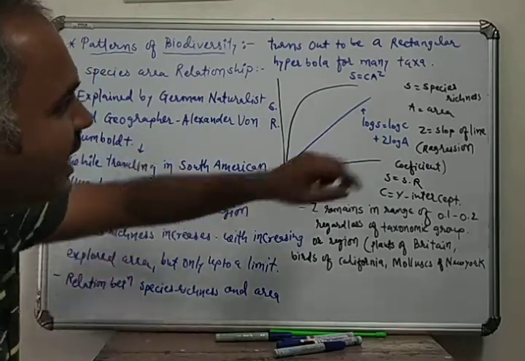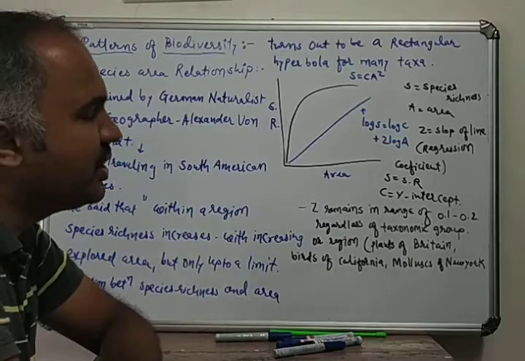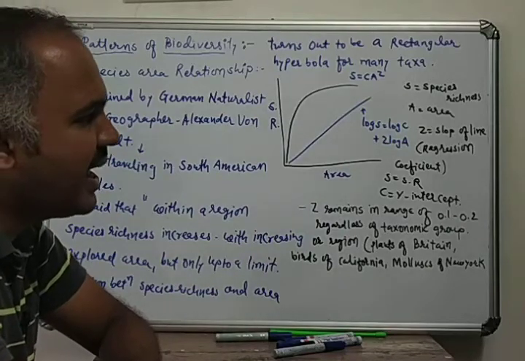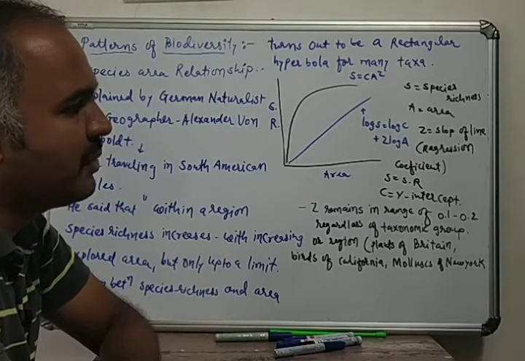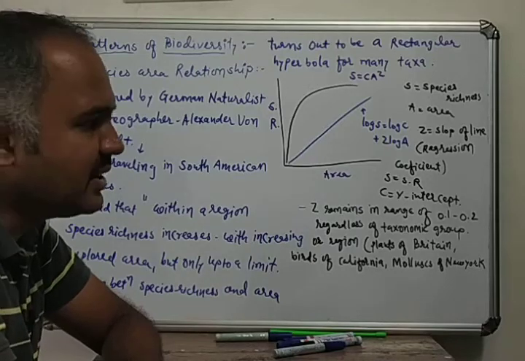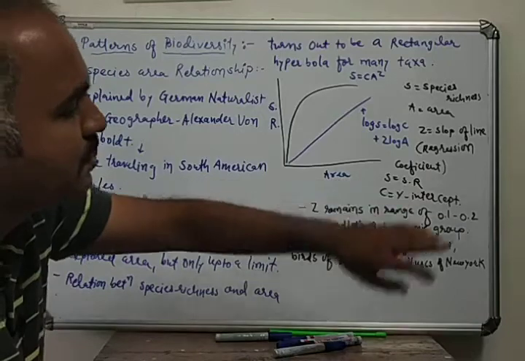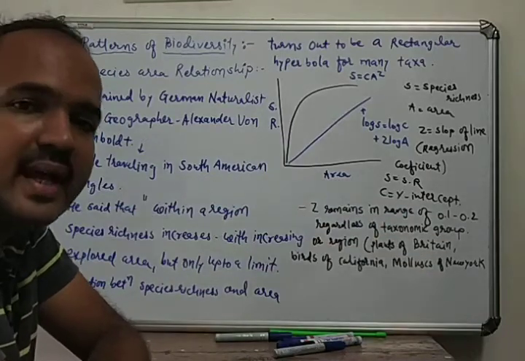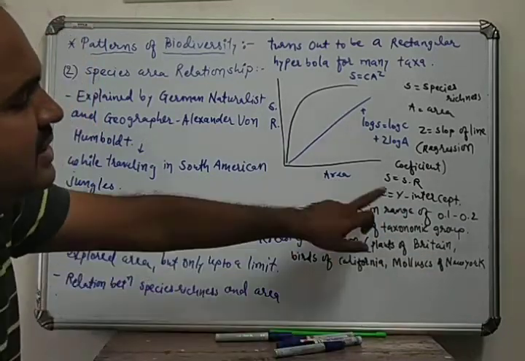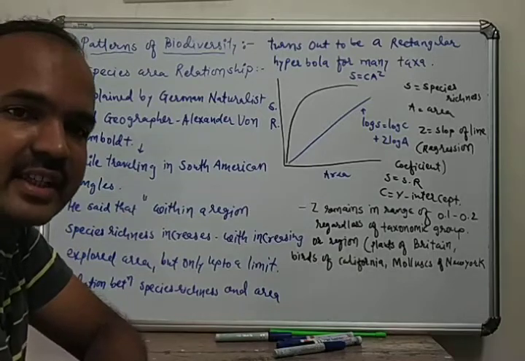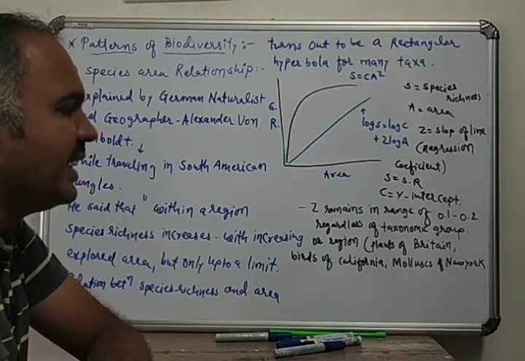Here S is equal to species richness, A is equal to area, Z is equal to the slope of the line, which is also known as the regression coefficient, and C is known as the y-intercept.